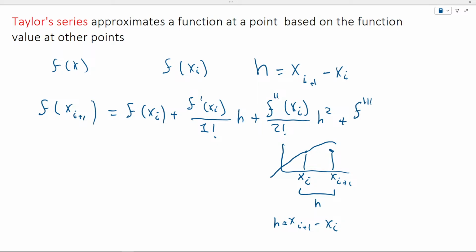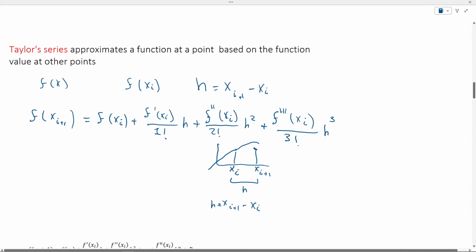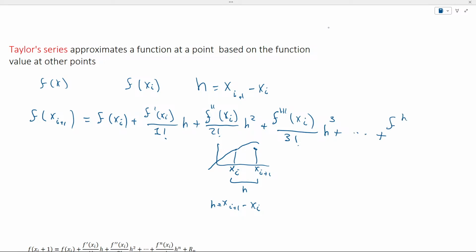So I can say the third derivative of x_i over 3 factorial, and h to the power 3. And I could just go on until whichever term I need to stop at. So I can basically say plus the nth derivative of x_i over n factorial times h to the n, plus R_n, whatever is the remainder.